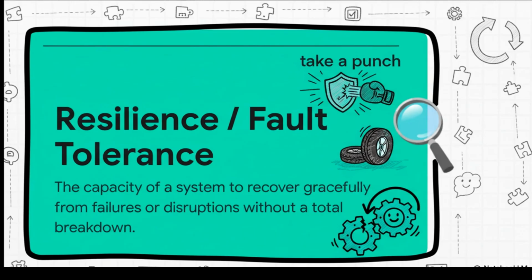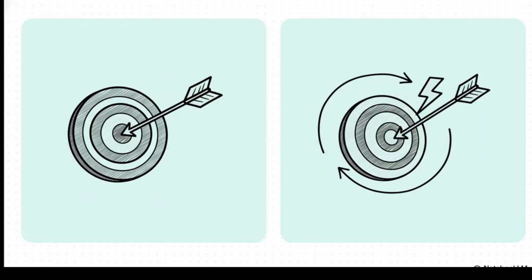But let's be real. Things do go wrong. It's inevitable. And that's where the next idea, resilience, comes into play. Resilience is all about the system's ability to take a punch and just keep on going. If one piece of it fails, another piece just seamlessly takes over. The spare tire analogy is perfect. You get a flat, sure, but the trip isn't over. You're not stranded.